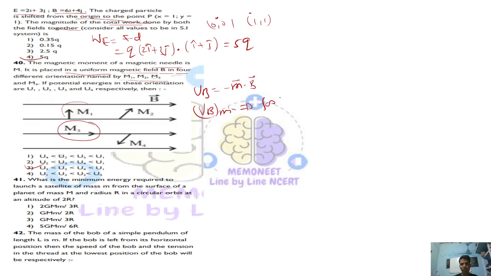Minimum for theta equals 0 degrees, maximum for theta equals 180 degrees, and 0 for theta equals 90 degrees. You can easily understand it.